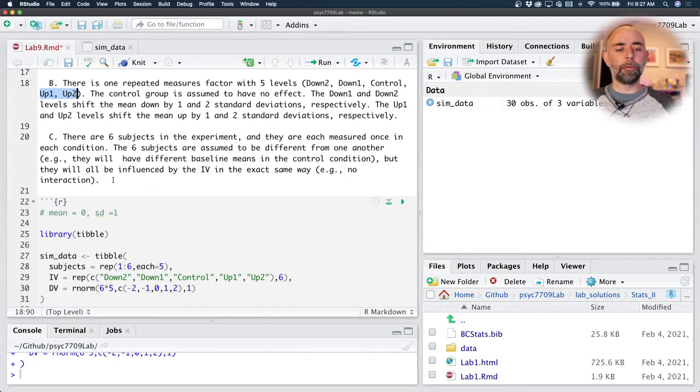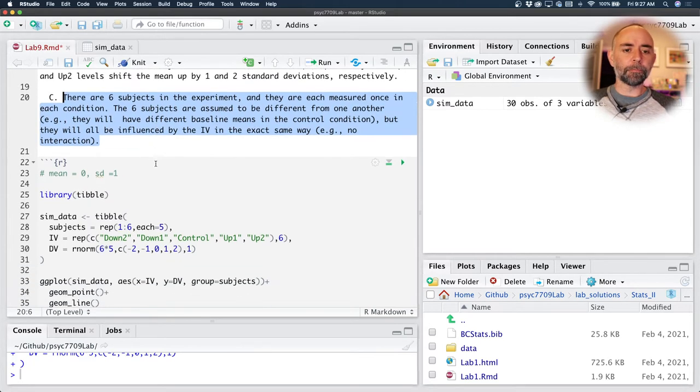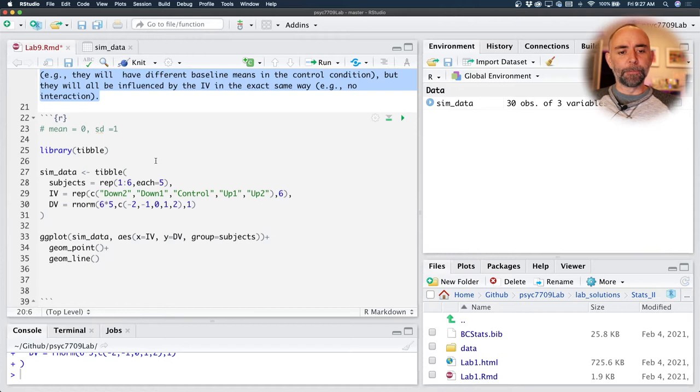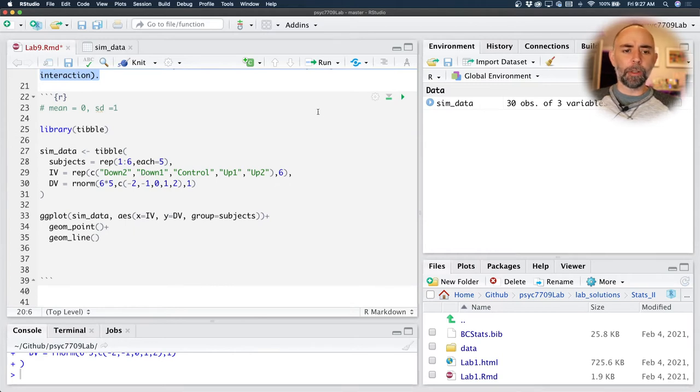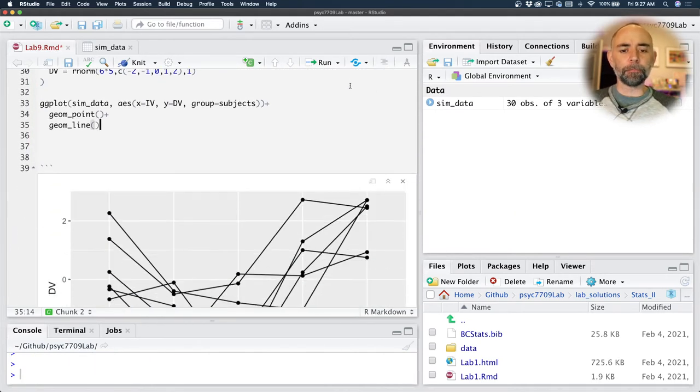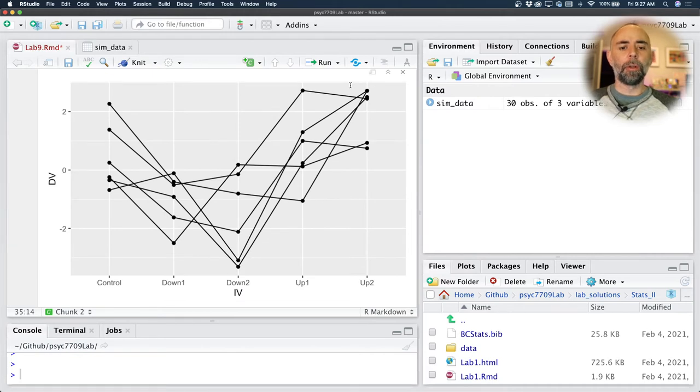Now, what we haven't done here is assumed that different subjects are different. Let's try to build that in. And we could do that in more than one way. But first of all, let's just plot this data and see what we're looking at. All right, so this is what we're looking at right now.